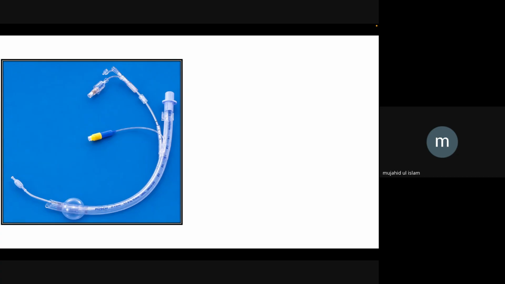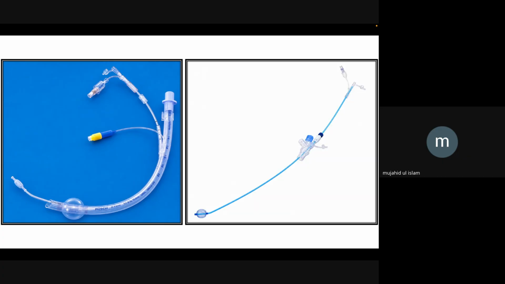The Univent tube is a single lumen endobronchial tube with an integrated bronchial blocker housed within a dedicated internal channel, allowing lung isolation without exchanging the airway.